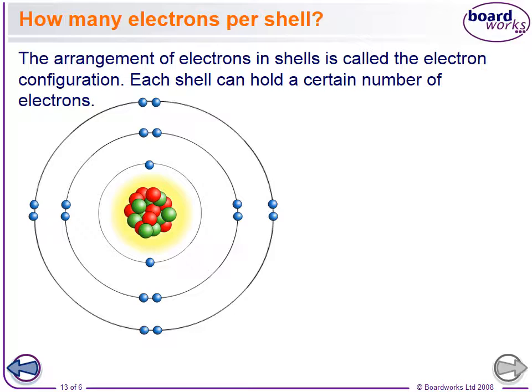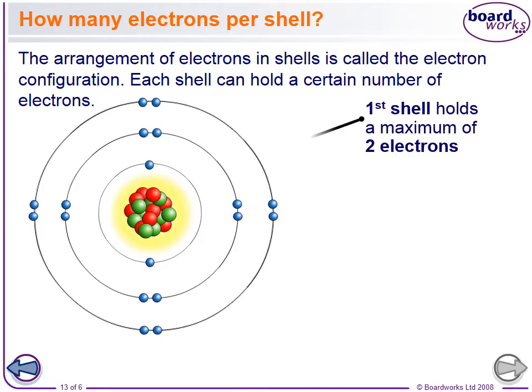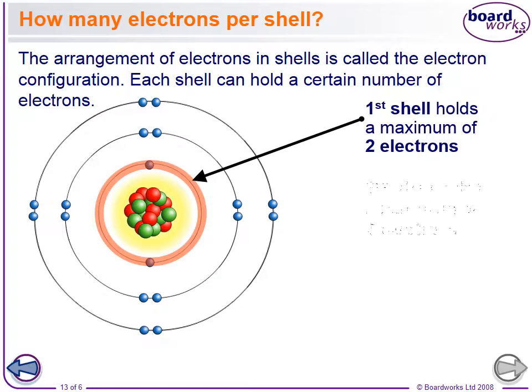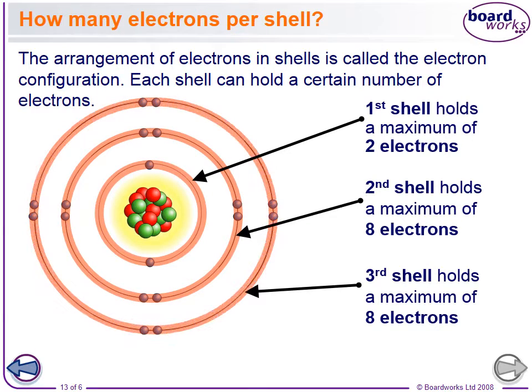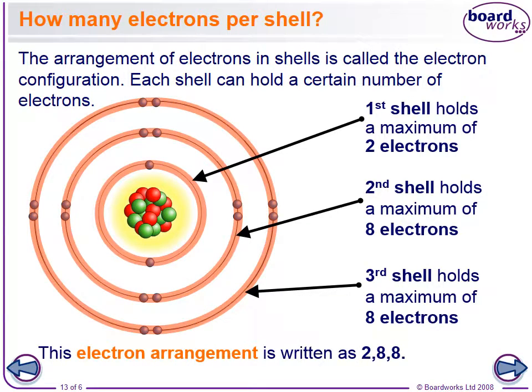So, the arrangement of electrons in shells is called the electron configuration, and each shell can hold a certain number of electrons. The first shell, which is surrounding the nucleus, can hold 2 electrons at most. The second shell can hold 8, and the third shell can hold 8. So the rule is 2, 8, 8. Okay? 2 in the first shell, 8 in the second, and 8 in the third. And we're going to be doing a lot of practice with that.